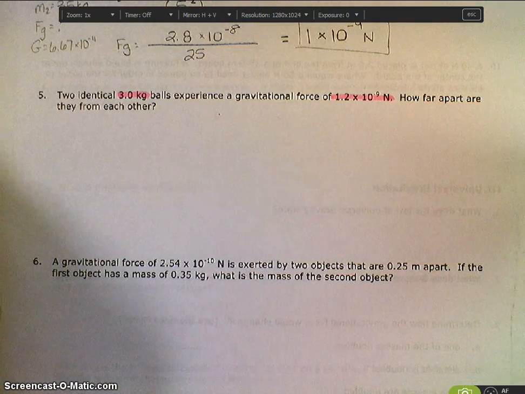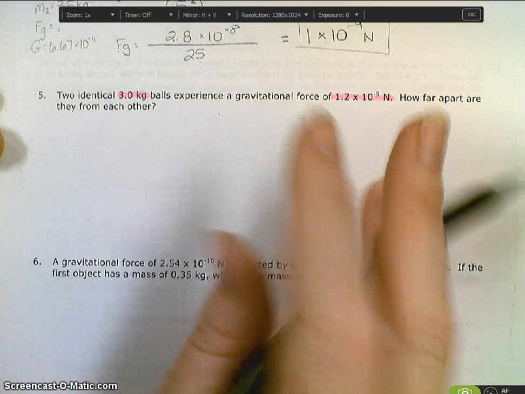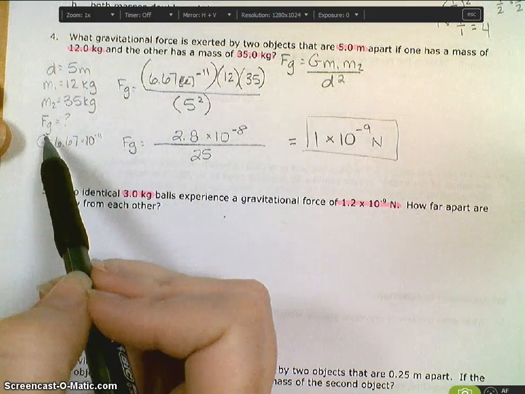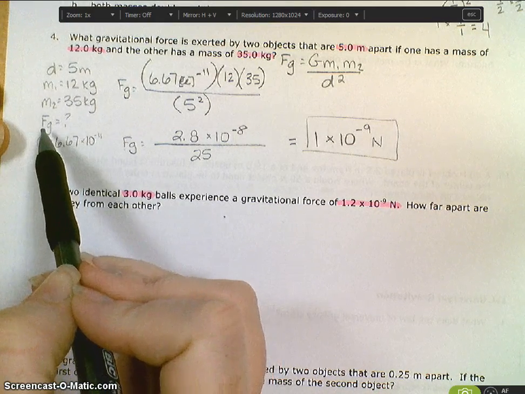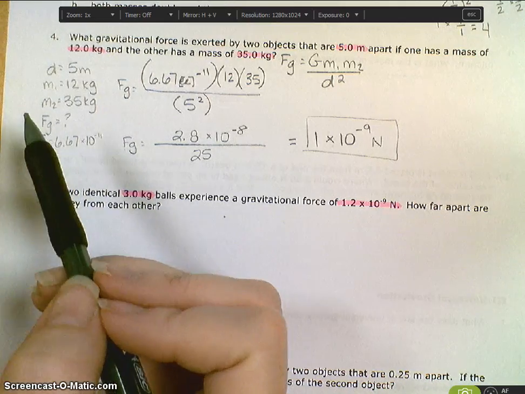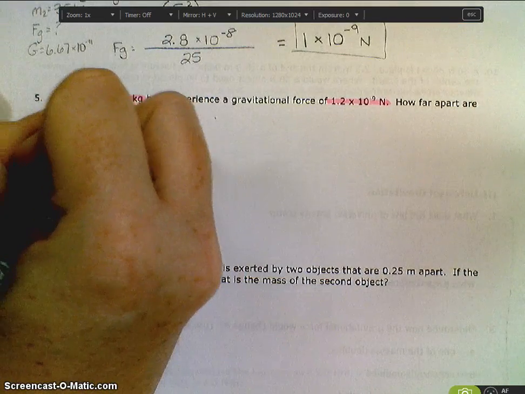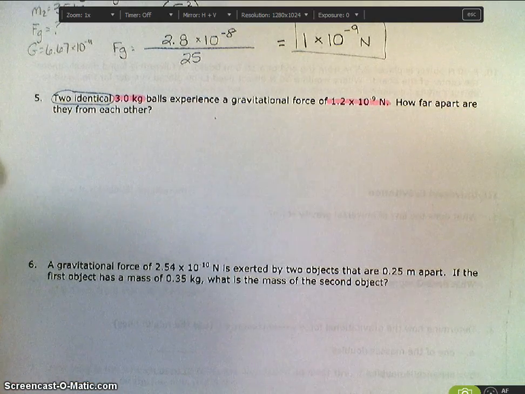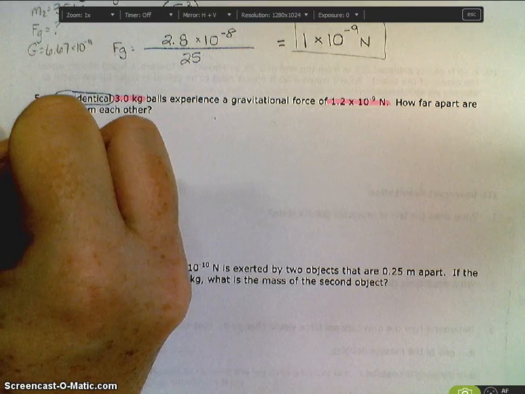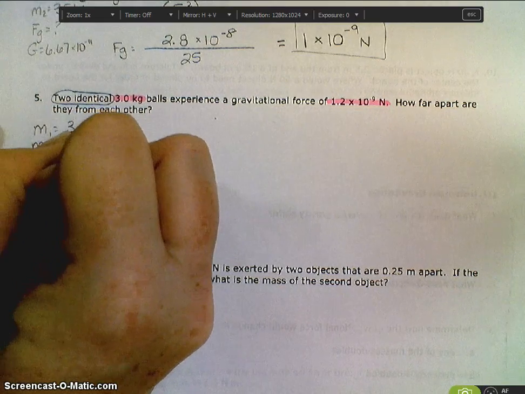Now I know something is up right away because I've only highlighted 2 numbers, and I know that I've got 5 different variables. I always know G. I'm always solving for one thing, so I'm missing something. So I have to read carefully. Well, it tells me that they are 2 identical objects. And so I know that both masses, 1 and 2, are 3 kilograms.